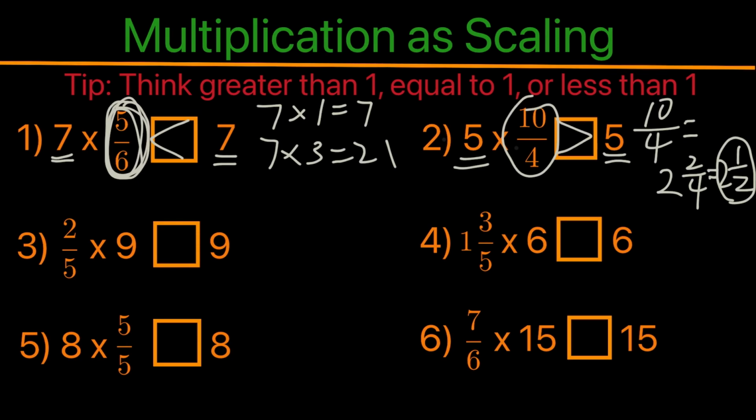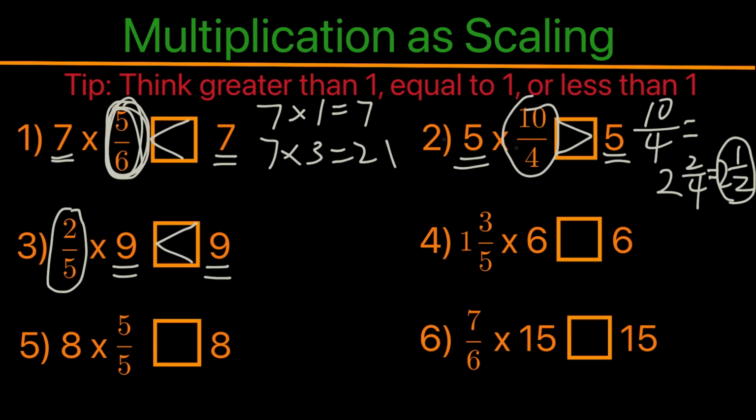For the third example, we have 2/5 times 9, comparing with 9. We can see these two numbers are the same, so what we're doing is evaluating the 2/5 here, to see if it's greater than 1, equal to 1, or less than 1. And 2/5 is definitely less than 1, so we can simply put less than as the answer.